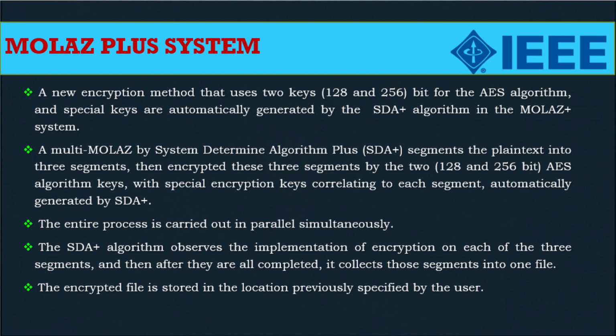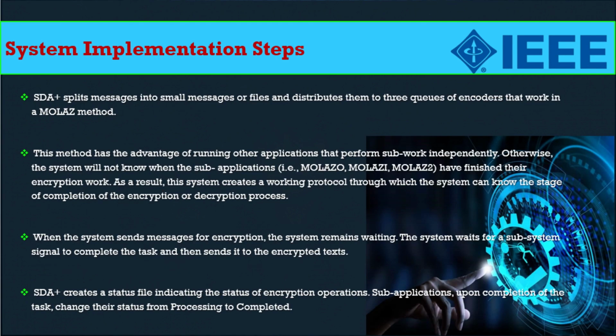The encrypted file is stored in the location previously specified by the user. When the system sends messages for encryption, SDA Plus splits messages into small messages or files and distributes them to 3 queues of encoders that work in a MOLAZ method. The system waits for a subsystem signal to complete the task and then sends it to the encrypted texts.